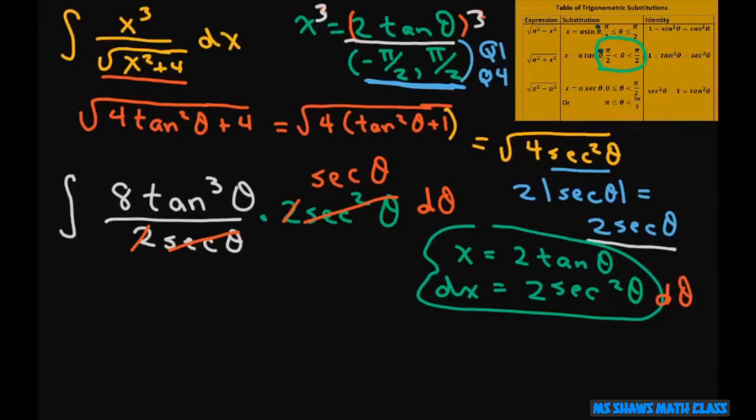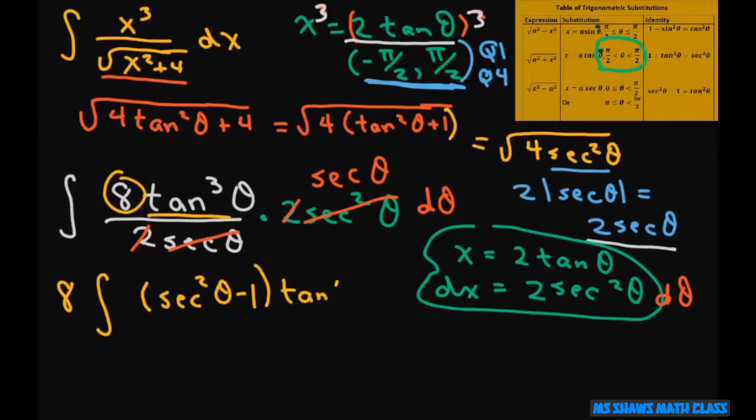Now we can simplify this further and pull out this 8. So pull out the 8. And I'm going to write my tan cubed as secant squared theta minus 1 times tan theta secant theta.